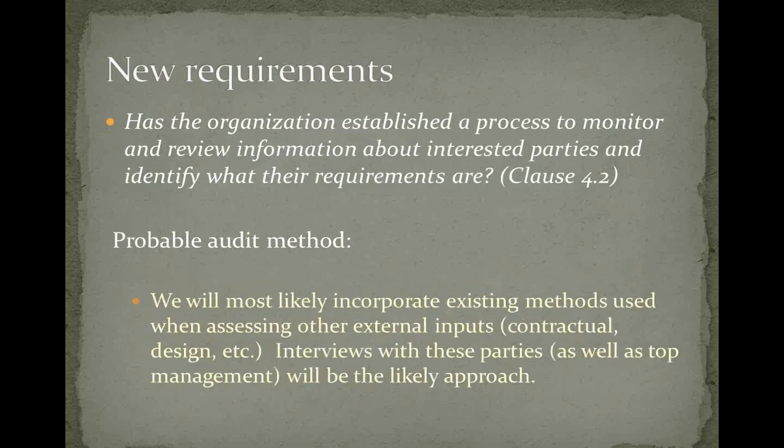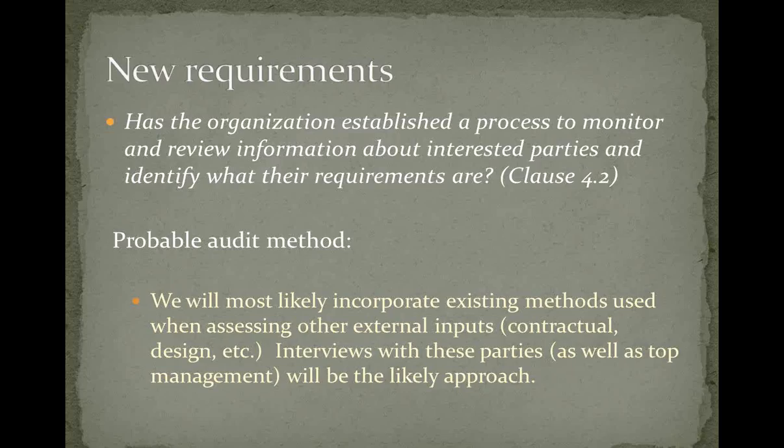As a furtherance to the interested party item, the standard is also now asking, have we established a process to monitor and review information about who the interested parties are and what their requirements are? And again, we'll be using existing methods for this. Any good company is going to have a process for determining customer requirements, a contractual process. Companies that are responsible for the design of their products, the 9001-2008 standard already has an extensive list of input requirements. Those methodologies will be brought to bear in the new audit to 2015 to answer this question. Who are the interested parties, and what are you doing to stay abreast of their requirements?